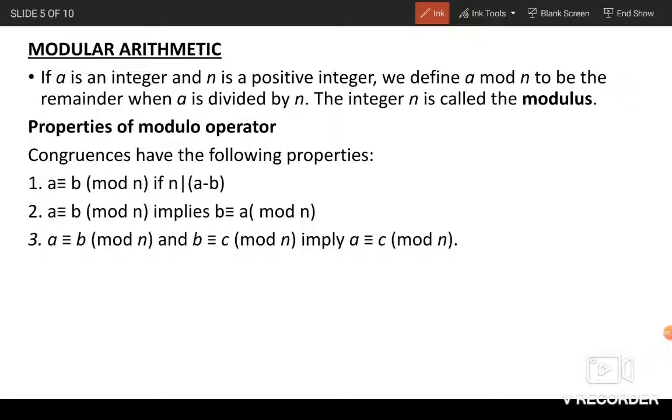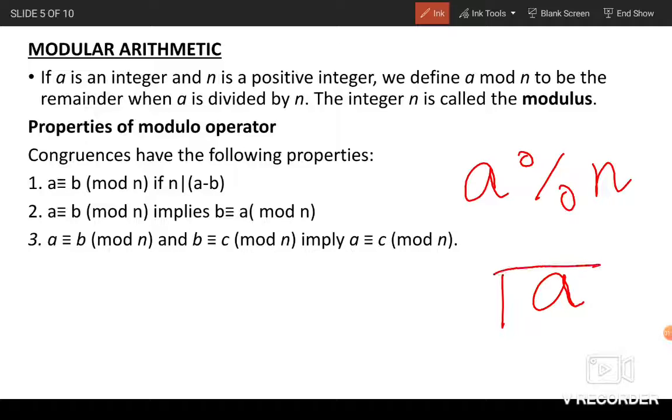We have to know the concepts of modular arithmetic. So what does modular arithmetic mean? If a is an integer and n is a positive integer, we define a mod n. So what is a mod n? We all know what is a mod n. When a is divided by n, what remainder are we getting? That is called the modulus, and the integer n is called the modulus.